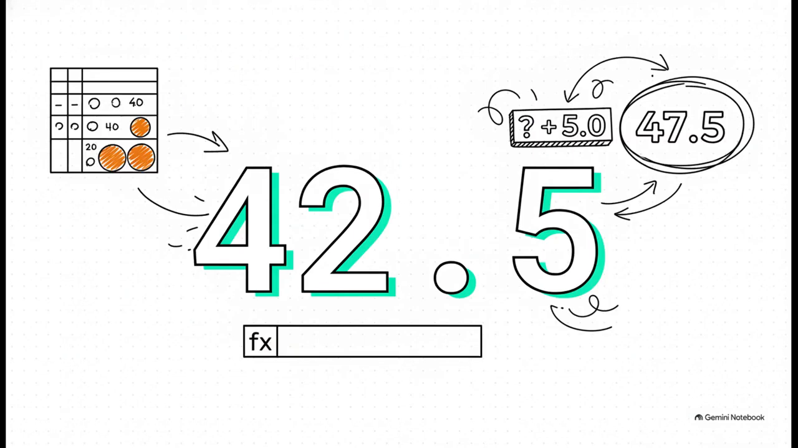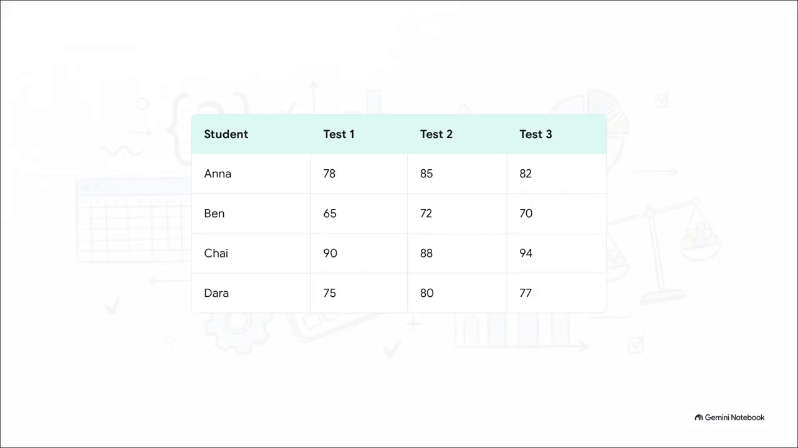But here's the real magic of Excel. This isn't just a static number. Because we pointed our formula to a range, it's completely dynamic. If you realize you actually had 40 oranges instead of 20, you just type 40 into that cell. Excel instantly recalculates the whole thing, and your average automatically jumps to 47.5. No manual recalculating required. Let's scale this up to a real-world scenario.